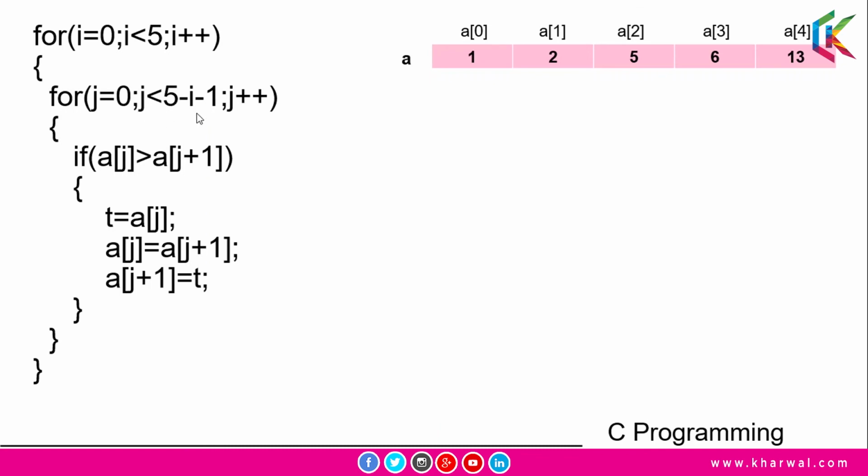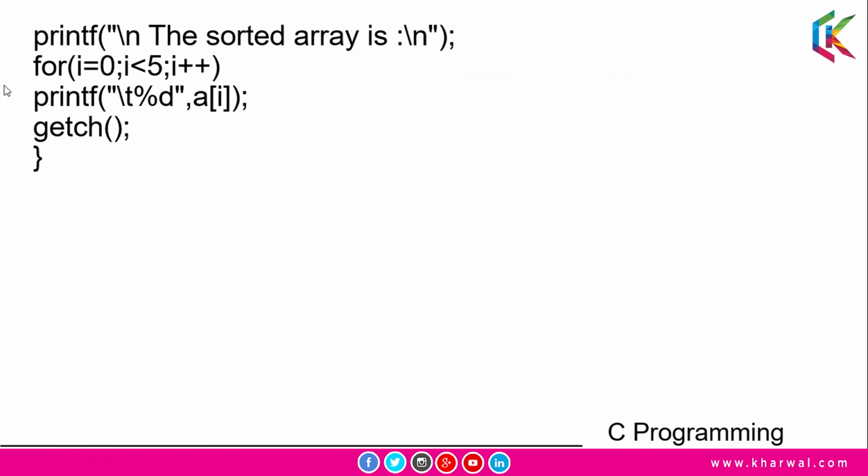So control will come out from this for loop of j, and after that i plus plus will be executed. So the value of i will be 5. Now 5 less than 5, and this condition becomes false. Now control will come out from this for loop of i, and as you can see, this array is already sorted. So now we are going to print each element from this array A by using this for loop. So I hope it is clear to you.